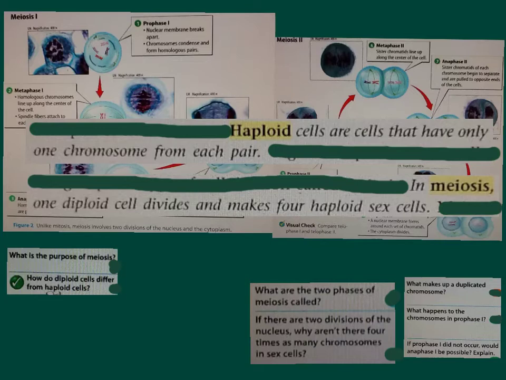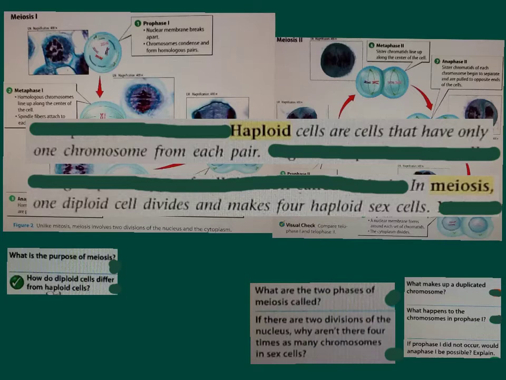Okay, so you'll notice that I pulled the 2 definitions up. Make sure that you have them written in your science journal, please, both definitions. Haploid cells are cells that have only one chromosome from each pair. In the case of humans, the human sex cell, a male sperm, female egg, they have half of the information needed to produce a full baby.